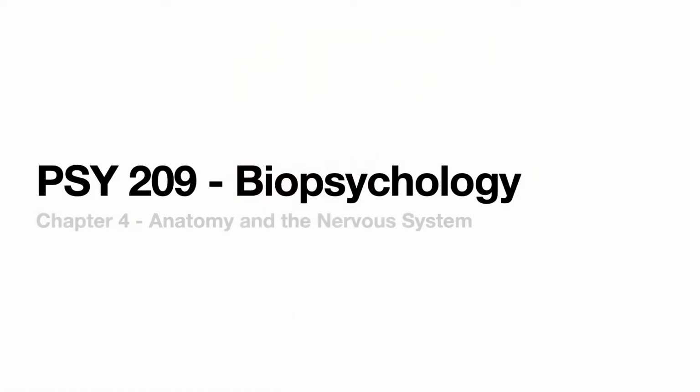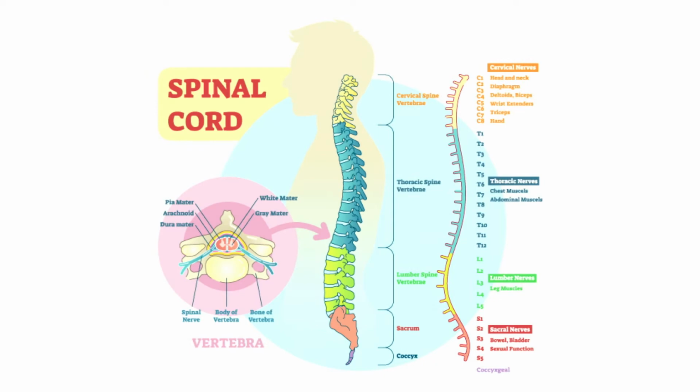So here we are at Chapter 4, and we start off with a discussion of the central nervous system. We're going to start off with an exploration of the spinal cord. I would like to spend a little bit of time talking about the anatomy of the cross-section of the spinal cord, pointing out the structures that are there. These will be relevant later in the class.